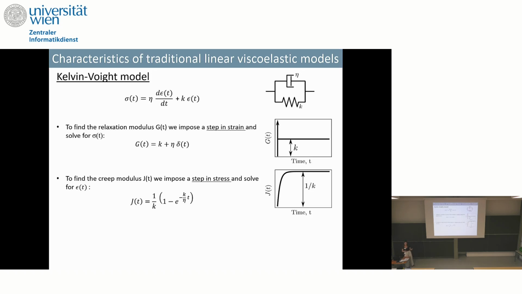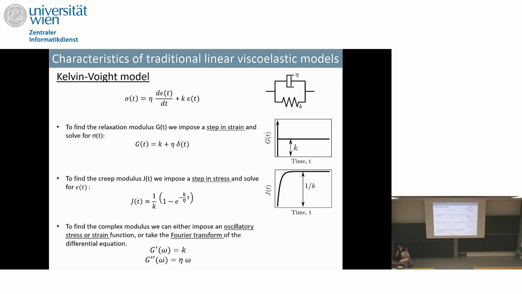So when you pick a model, it's not that you go to your computer and try the one that fits the best. If you look at the qualitative behavior of your data, that's already hinting at what model you should use. And again, for the G prime, G double prime, you solve the Fourier transform or you apply the oscillatory stress.